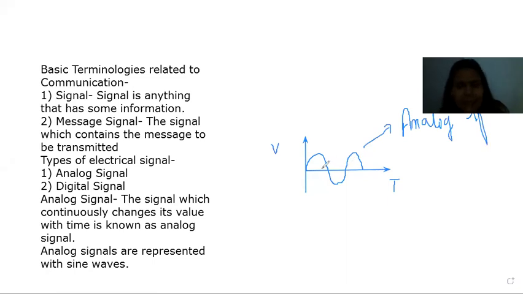Students, see here, the values of this signal are continuously changing with respect to time. So a signal which continuously changes its value with respect to time is known as analog signal. Now I will discuss digital signal.